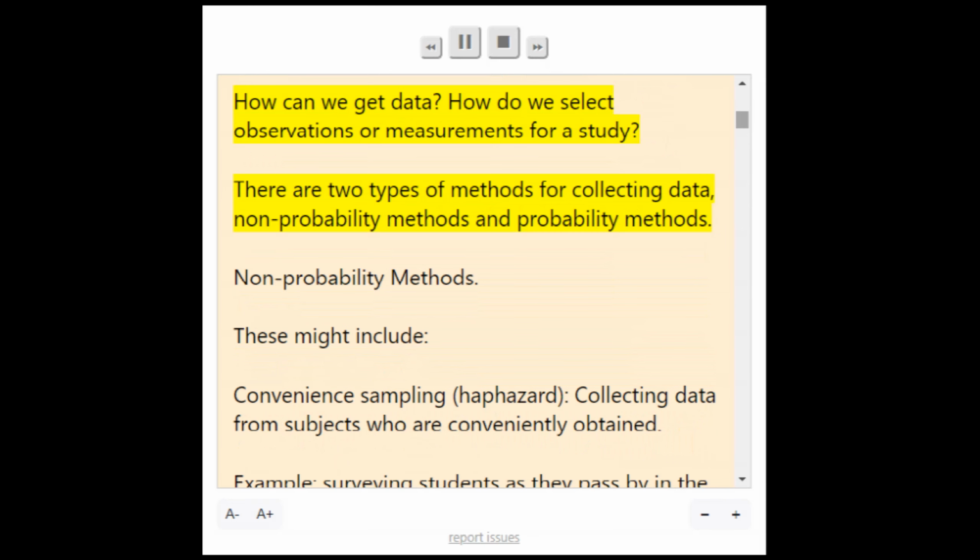How can we get data? How do we select observations or measurements for a study? There are two types of methods for collecting data: non-probability methods and probability methods.